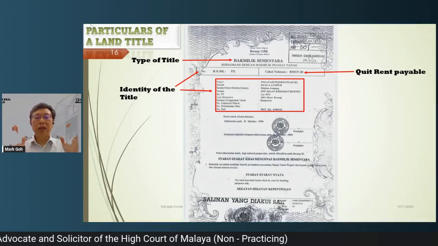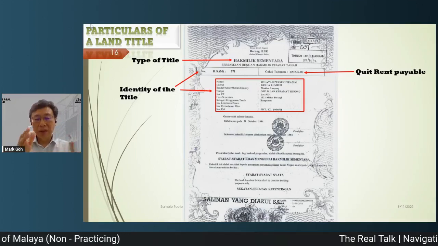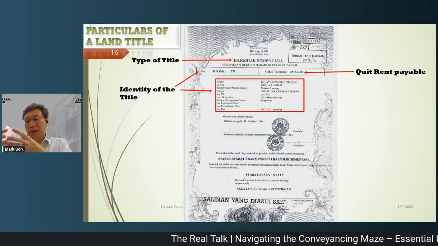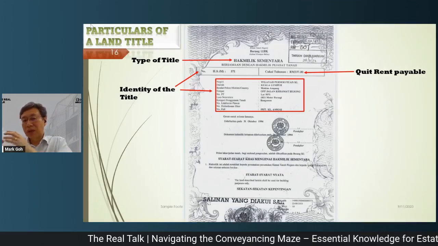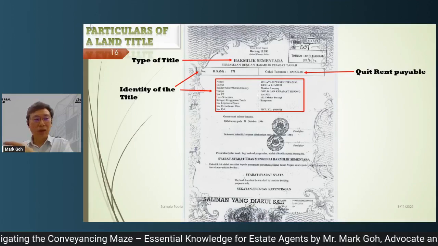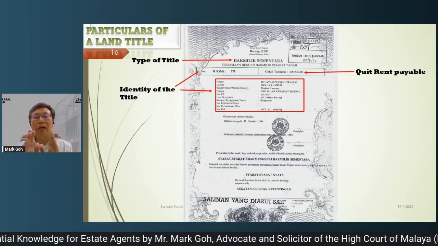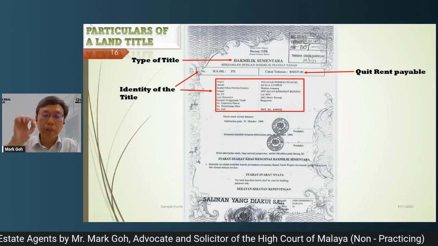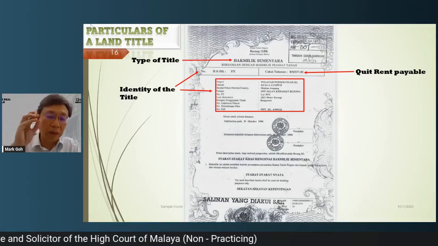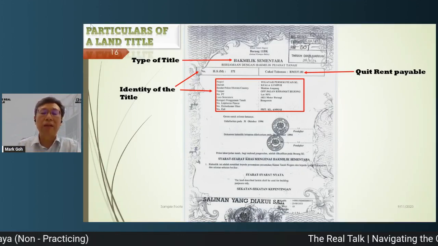So it's like our IC. They identify it by your date of birth, then your locality, which state you are from, then the number, a specific number you were given. Then I think you know, male is odd, female is even. Same thing here. That's how you identify the title. That's why we have to check to make sure these particulars are properly put into the sale and purchase agreement, or else you're selling a different land.